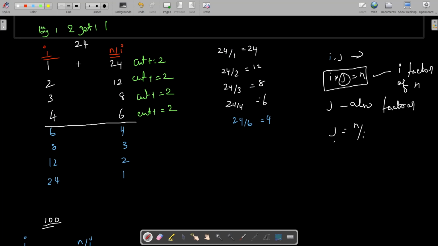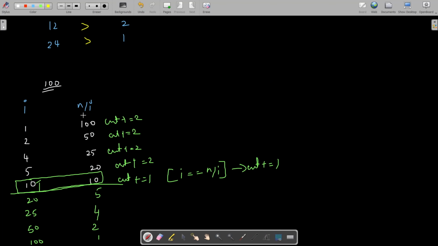See, 1 ≤ 24, 2 ≤ 12, 3 ≤ 8, 4 ≤ 6. But from this point itself, 6 > 4, 8 > 3, 12 > 2, 24 > 1. Same here also: 1 ≤ 100, 2 ≤ 50, 4 ≤ 25, 5 ≤ 20, 10 ≤ 10, right? From this point onwards, it will start being greater than.